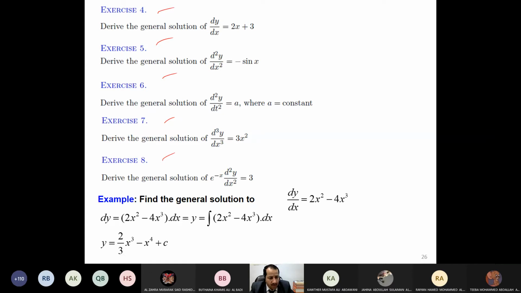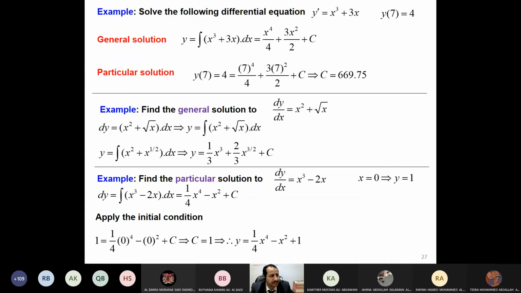More problems here, more problems here. You see this one? It is direct. Just integrate. This one will be x to the power 3 over 3. This one will be x to the power 4 over 4. Done. Integrating this one, okay? x to the power 3 will be x to the power 4 over 4, and 3x to the power 2 over 2.